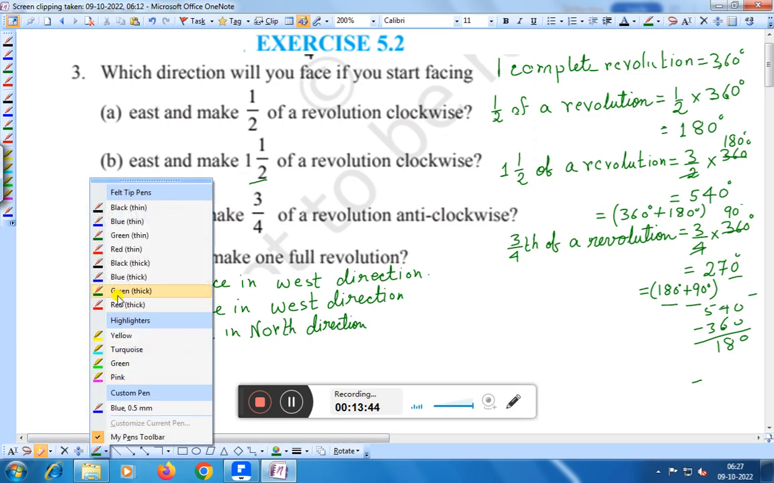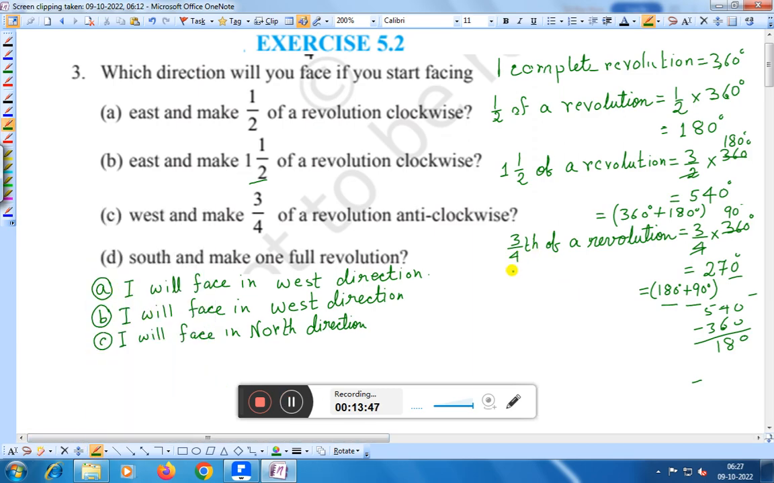Now you see this one, the question is in which direction will you face if we start facing south and make one full revolution. South, that means here it is, that is east, here it is west, and it is north, this is north, and this is south, right?